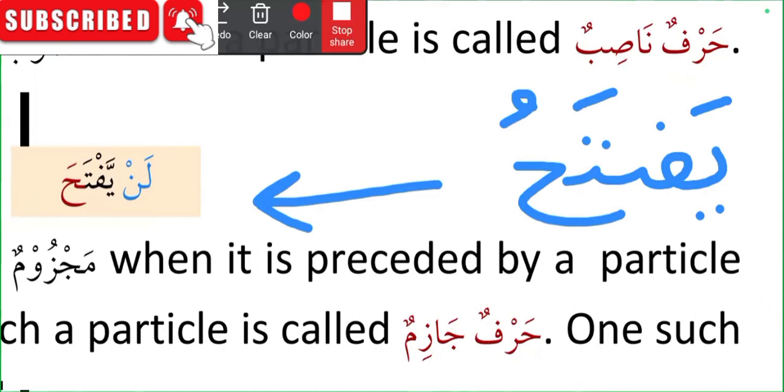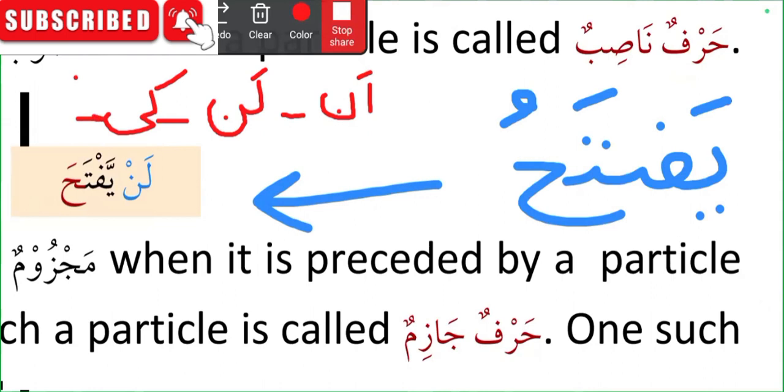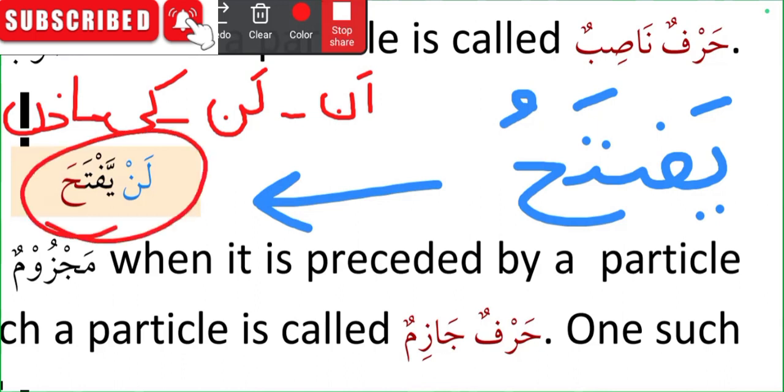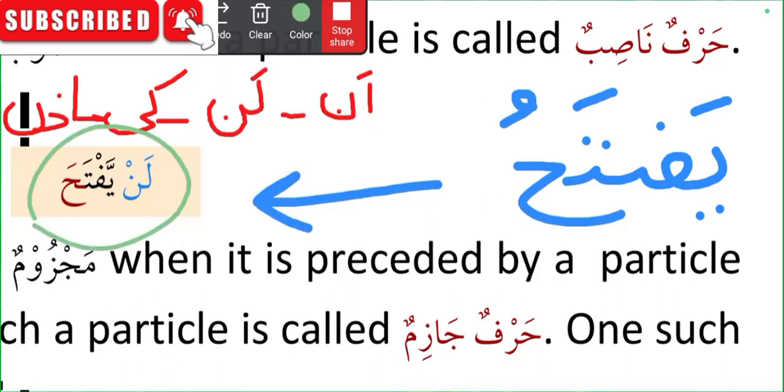It could have been either one of the four. It could have been an, which is most frequently used, or it could have been a lan, which is used here, or it could have been a kai, which is not very much used, and another one izan, which is not very much used. So in all these four cases, what we have is the mansoob, mudare mansoob. What I have circled in the green color here is called mudare mansoob, because it is preceded by a harf nasib. Harf nasib is either one of the four letters: an, lan, kai, izan.